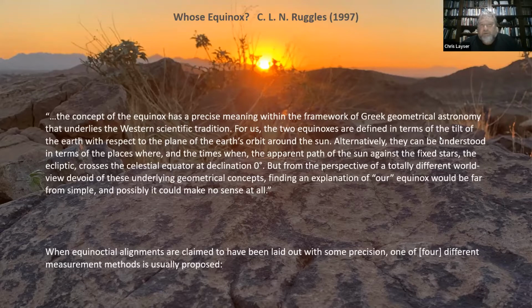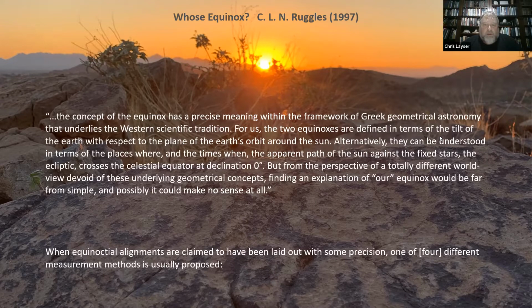Clive says, the concept of the equinox has a precise meaning within the framework of Greek geometrical astronomy that underlies the Western scientific tradition. For us, the two equinoxes are defined in terms of the tilt of the Earth with respect to the plane of the Earth's orbit around the sun. Alternatively, they can be understood in terms of the places where and the times when the apparent path of the sun against the fixed stars, the ecliptic, crosses the celestial equator at the declination of 0 degrees. But from the perspective of a totally different worldview, devoid of these underlying geometrical concepts, finding an explanation of our equinox would be far from simple and possibly could make no sense at all.